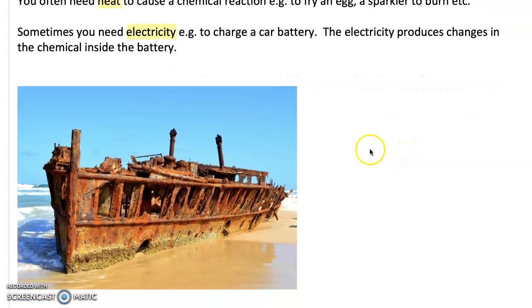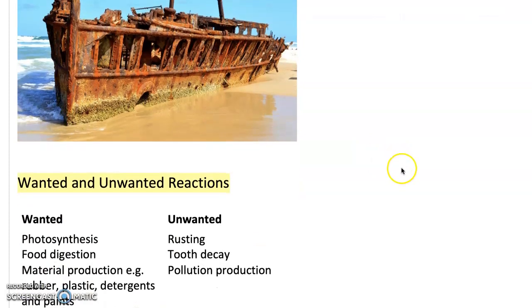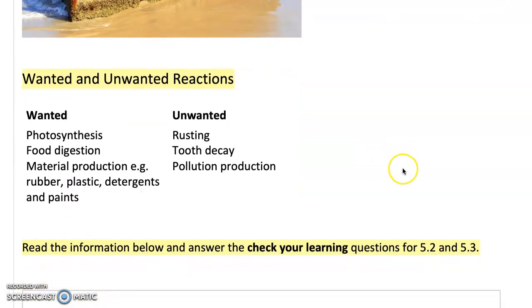Now, as I talked about before, we have wanted and unwanted chemical reactions, and we do different things to either make these happen or to make them stop. So we want photosynthesis to happen. It's a chemical reaction that happens in plants and they produce food. We have chemical reactions in our body that help us digest food. So you've got enzymes in your mouth, in your saliva, you've got acid in your stomach. So it's all about breaking food down. We want reactions to do things like make rubber and plastic and detergent and paint. So there's lots of reactions we want to happen.